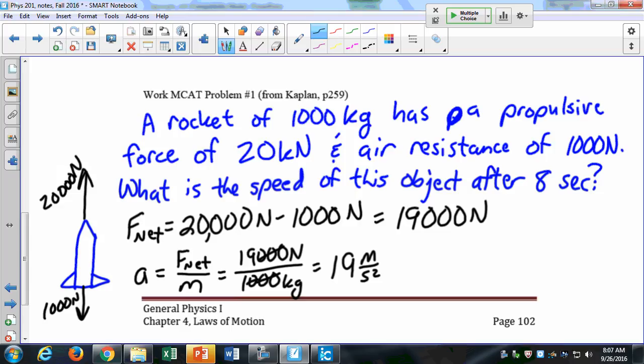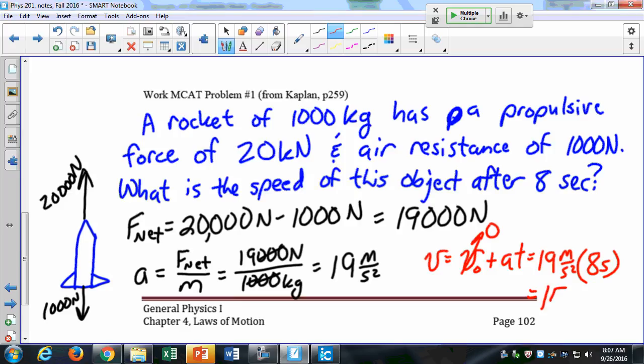I know the time. I know the acceleration. I have my kinematics equations. So I'd say V equals V naught plus AT. We'll assume that V naught is 0. That's 19 times 8. It's 80 plus 72, 150. 150 meters per second.